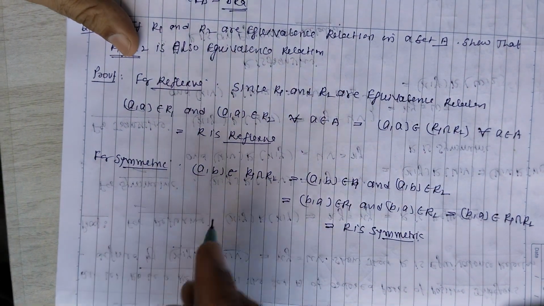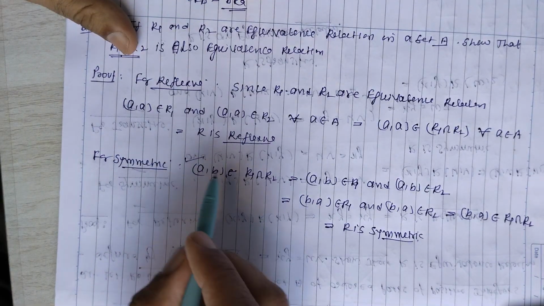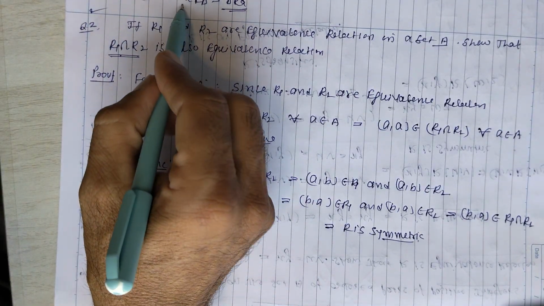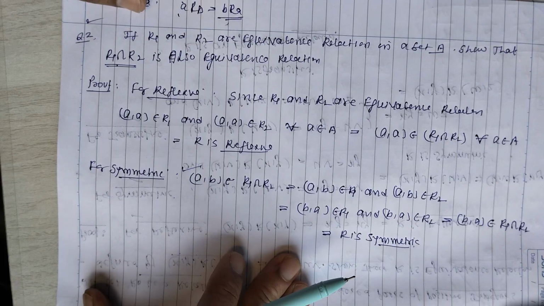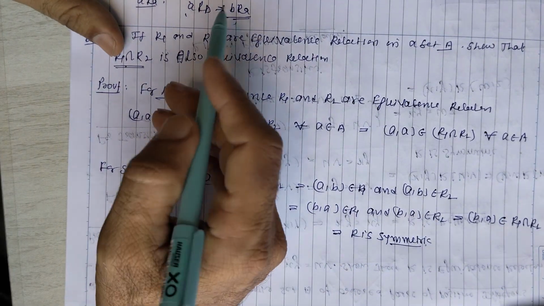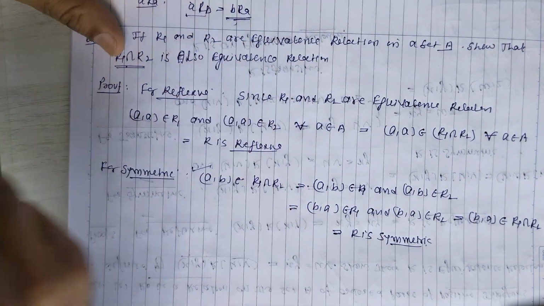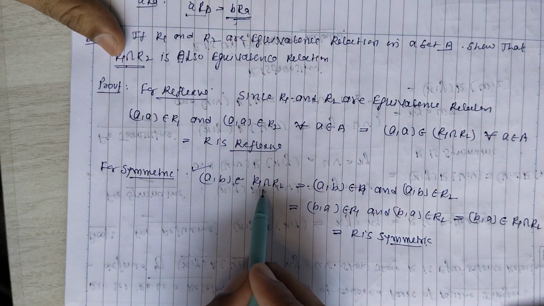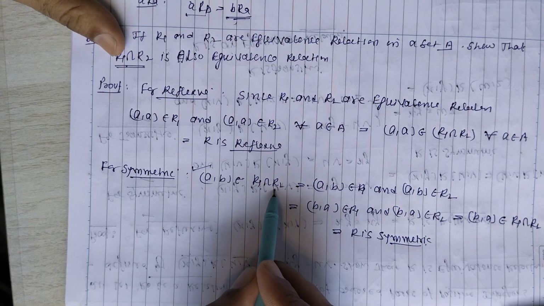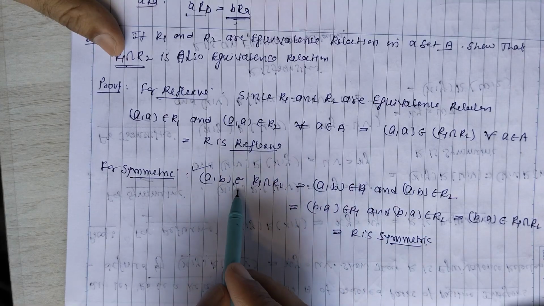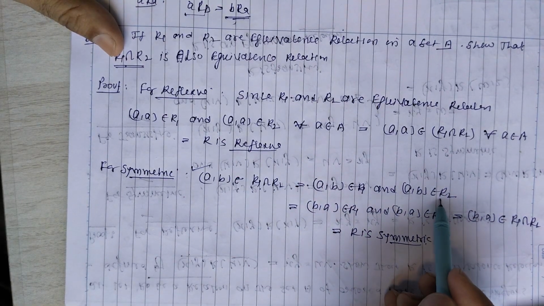One more time. A B, we start from here. A related B implies that B related A. We have to prove this way. A related B implies that B related A. So (A,B) belongs to R1 intersection R2. Show that (A,B) belongs to R1 as well as (A,B) belongs to R2.